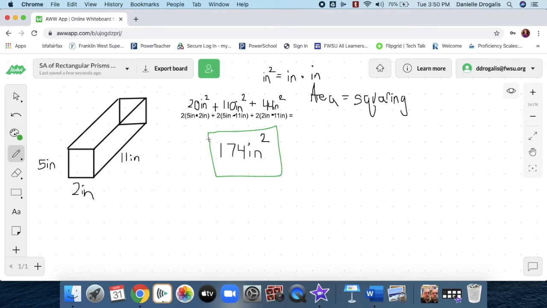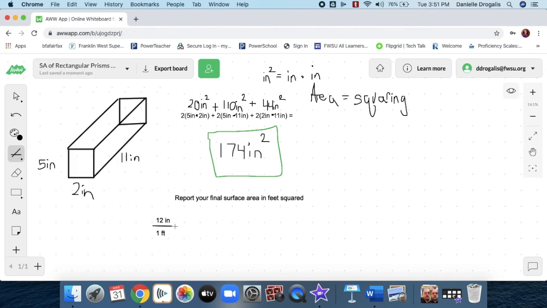But let's say your teacher adds another layer of challenge and they say, report your final surface area in feet squared or in square feet. Either way, you could say that. How in the world do you approach that? Well, you need your conversion factor. We know that there are 12 inches in every 1 foot.